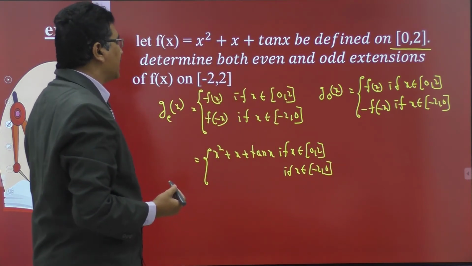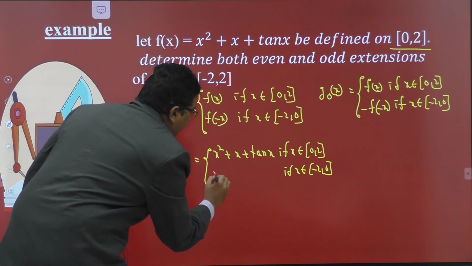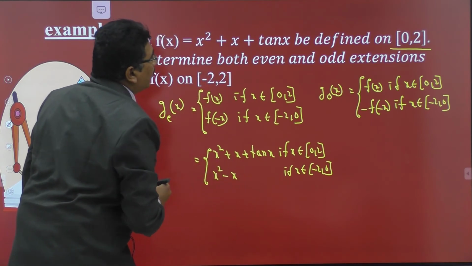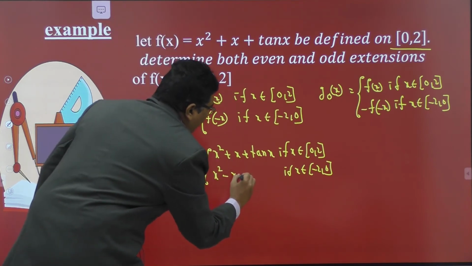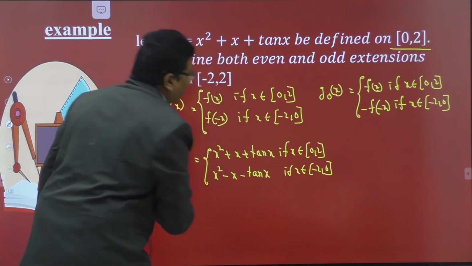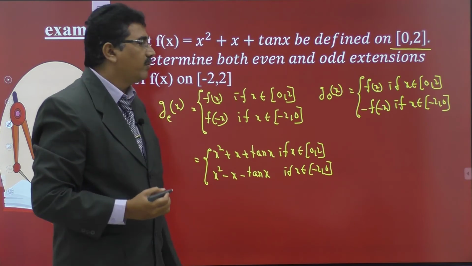f of minus x is x square minus x tan of minus x. Tan of minus x is equal to minus tan x. Right? This is an even extension of f.